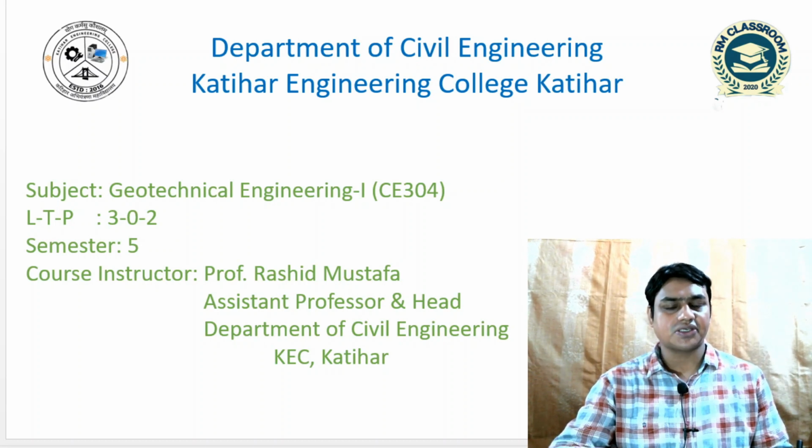After that I discussed six different methods to compute the water content of the soil. The first one is the oven drying method, second is the pycnometer method, third is the sand bath method, fourth is the calcium carbide method, fifth is the torsion balance method, and the sixth one is the radiation method. Out of six, I have already discussed the first method, that is, how to compute the moisture content by the oven drying method.